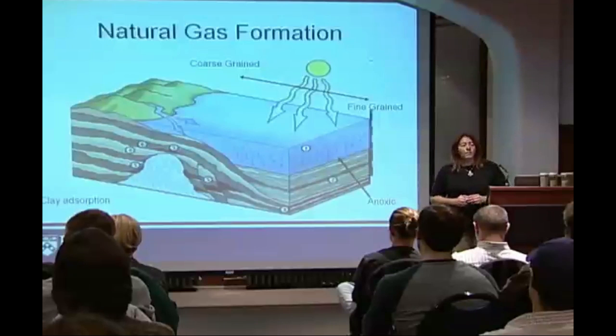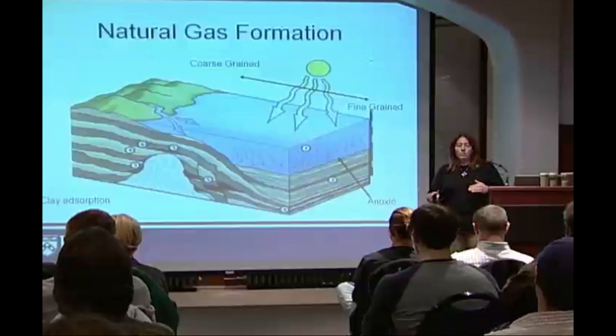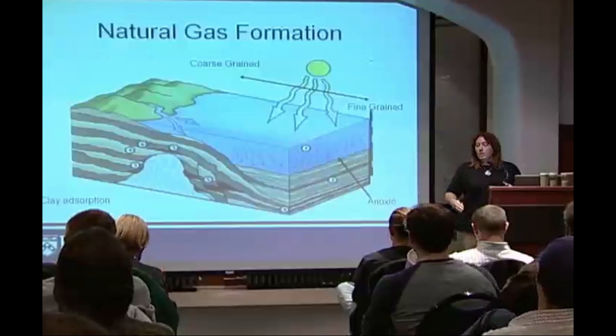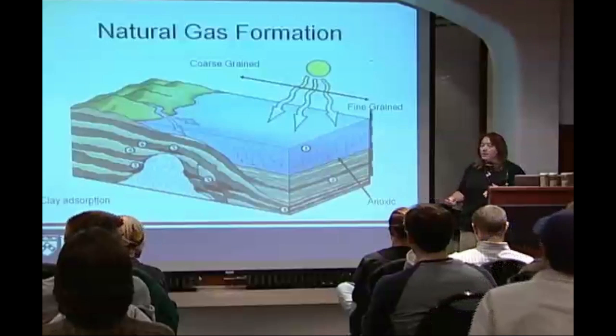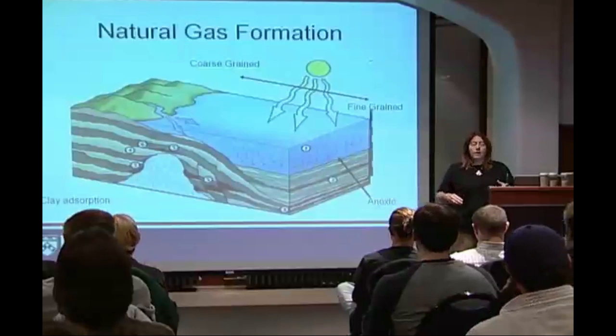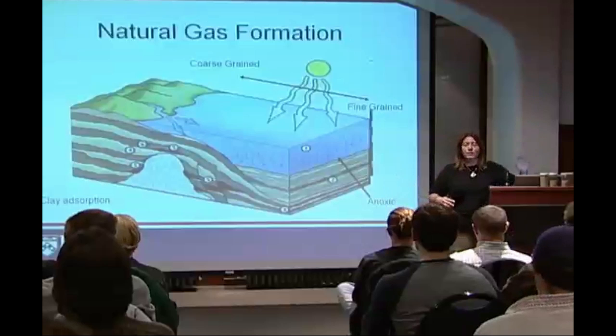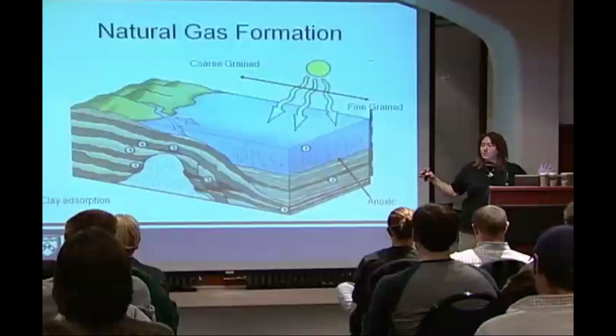Okay, that's the normal way we look for gas. We look for traps. We look for faults. We look for salt domes and other physical traps that hold the oil or the gas in place and keep it from traveling away. If there are no traps, it just spreads out. It escapes somewhere, maybe gets up to the surface and escapes into the atmosphere, and you lose it.